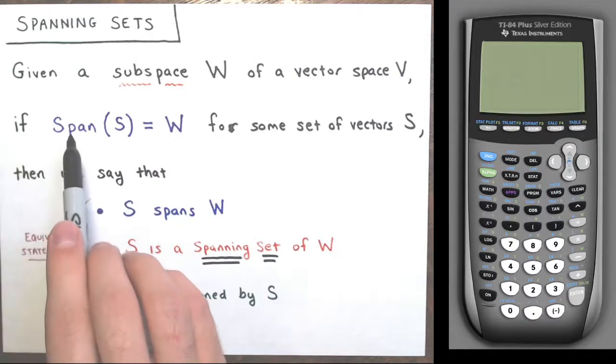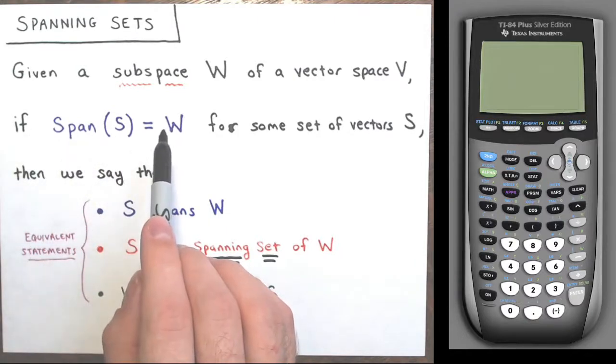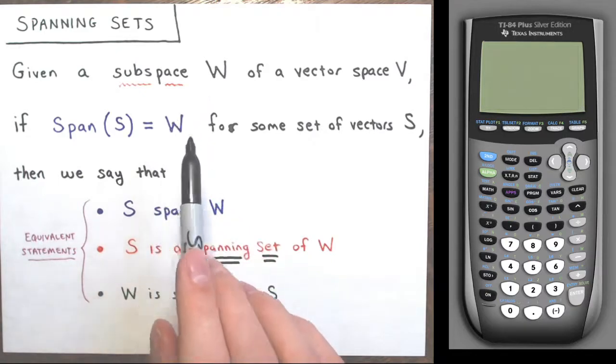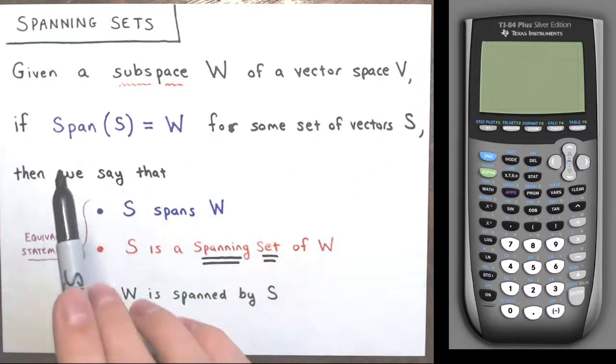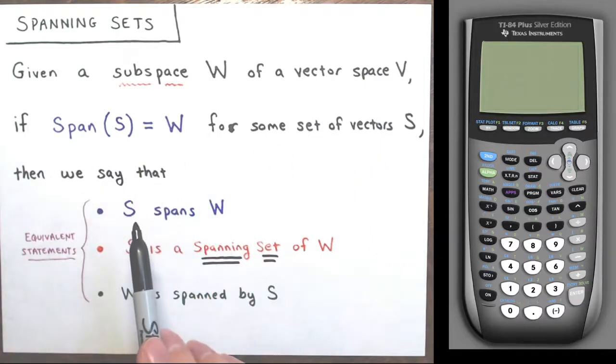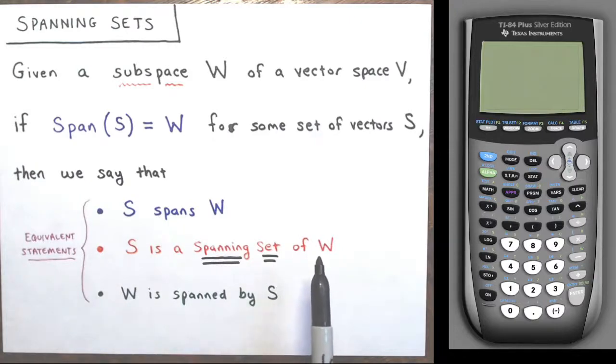If the span of a set S is equal to W, this subspace, for some set of vectors called S, then we say that S spans W, or S is a spanning set of W, or for W, or W is spanned by S. All three of these are equivalent statements. They mean the same thing.